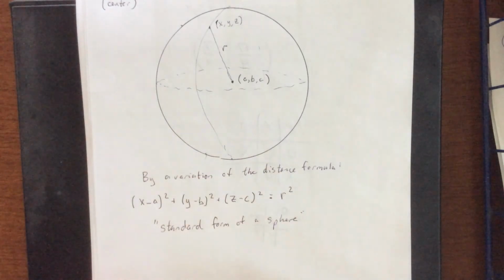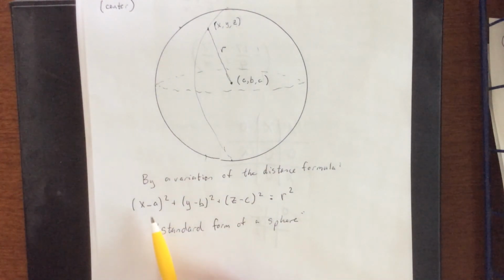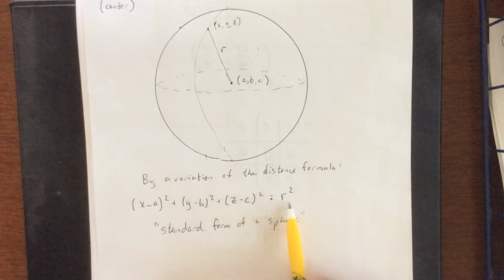So just by looking at this, we should be able to tell where the center of the sphere is and what the radius of the sphere is. Next, we'll work through a couple of examples using this formula and these concepts.